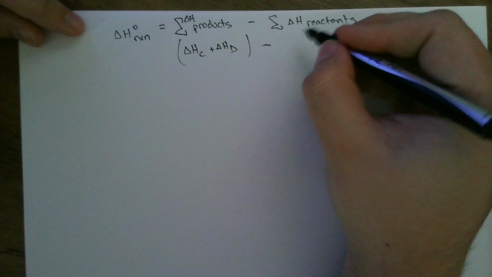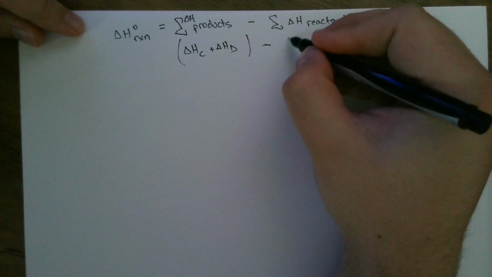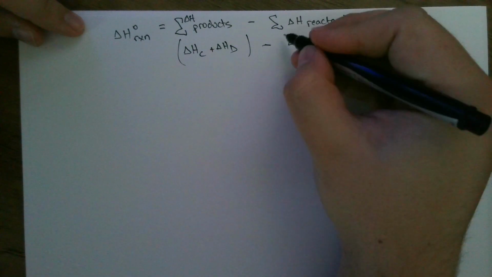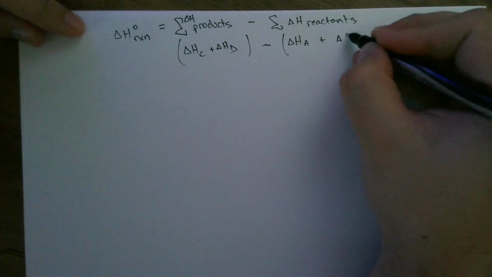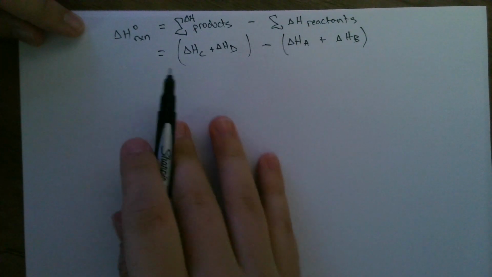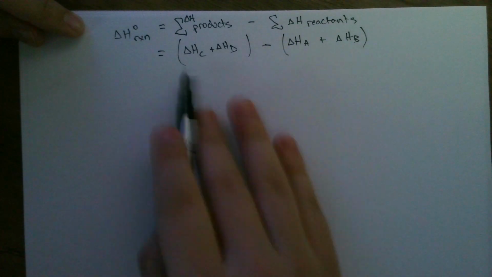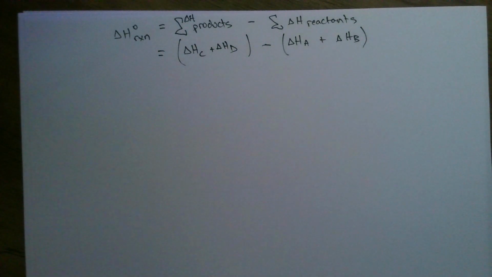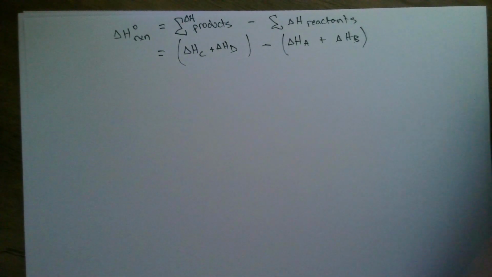You're going to subtract it from the enthalpy of all the reactants. So maybe A is a reactant you started with. You're going to sum that up with maybe B is a reactant you started with. And that's what it's going to look like. Take the enthalpies of each individual thing, add together the products, subtract it from adding together the reactants. That looks way too confusing. I'm going to show you this in a problem real quick.